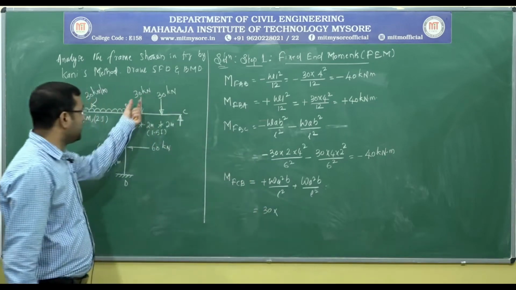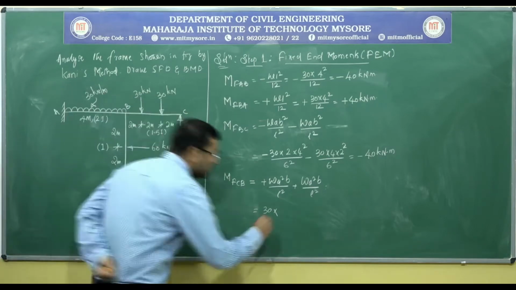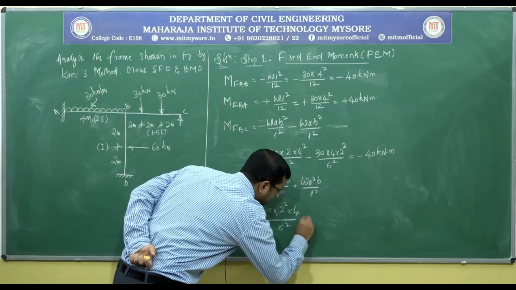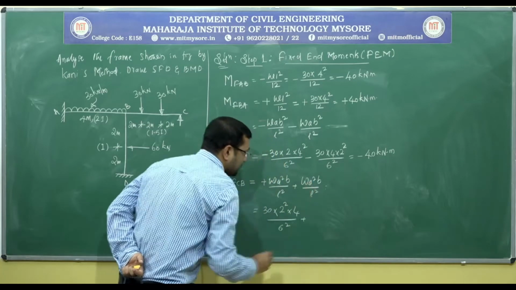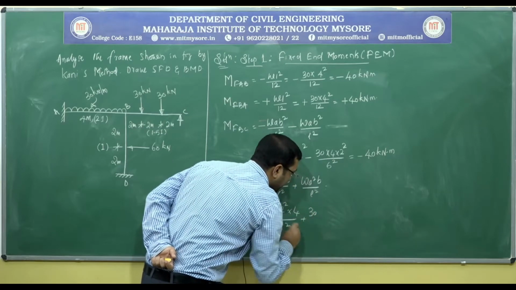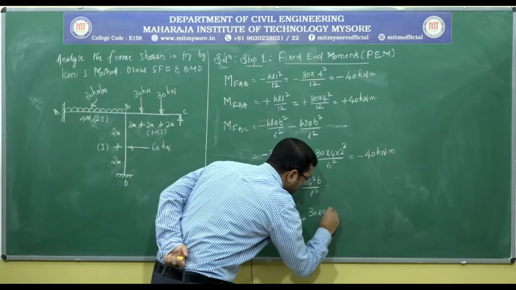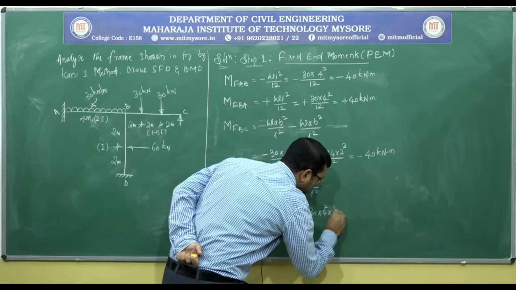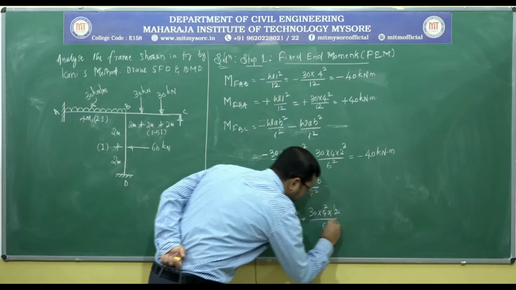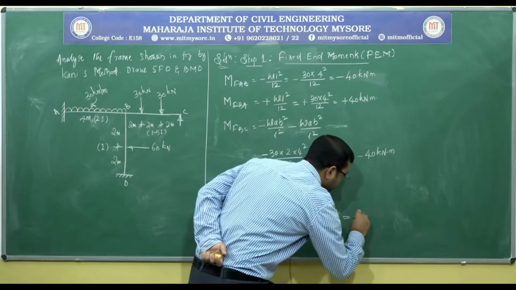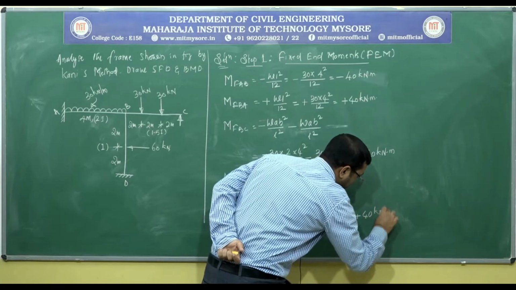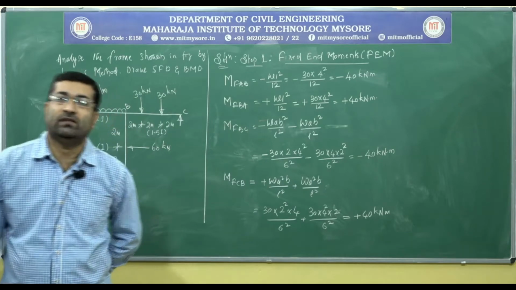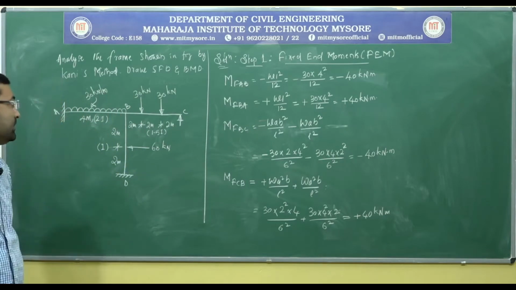With respect to the first 30 kilonewton, A value is 2. So it is 2 square into B value is 4 divided by 6 square, plus with respect to the second load, the load magnitude is 30, A value is 4, B value is 2, so divided by 6 square. This gives you plus 40 kilonewton meter. So these are the fixed end moments for this span BC.